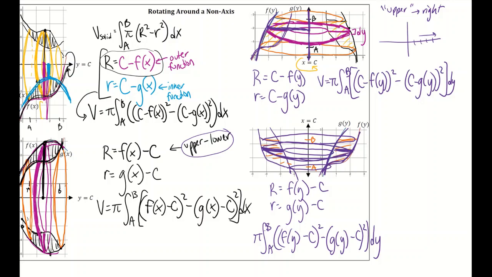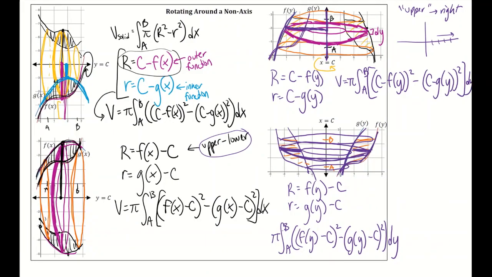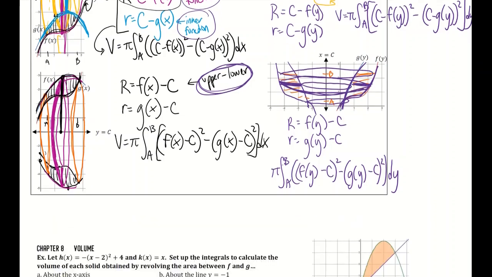Okay, so those are your general rules, but the big thing to remember is that your big R is your outer function, your little r is your inner function. And we always do upper minus lower. So if your axis is on top, it's going to be axis minus function. If your axis is on the bottom, then it's going to be function minus axis. And same thing with left or right. The function that's more to the right is what you're going to subtract from. So it's going to be the function more to the right minus the function that's more to the left. And by function, I mean one of those is going to be x equals c.